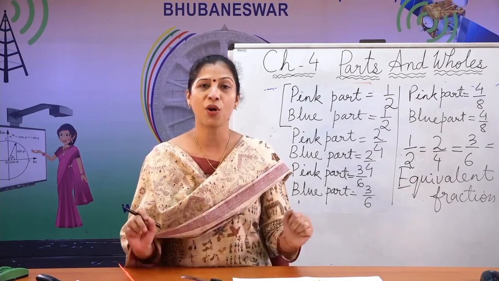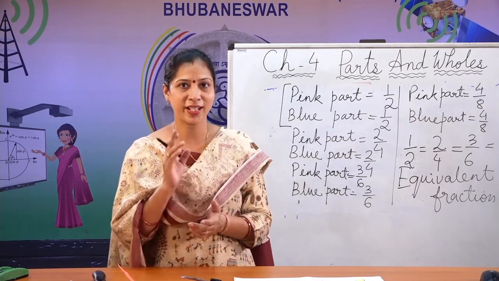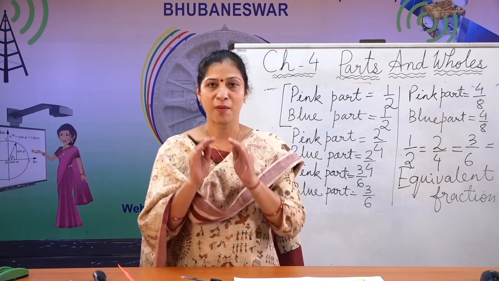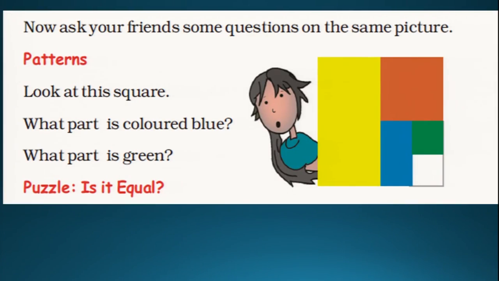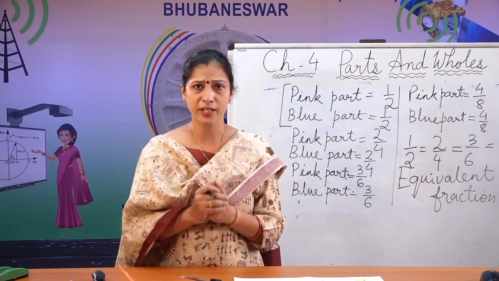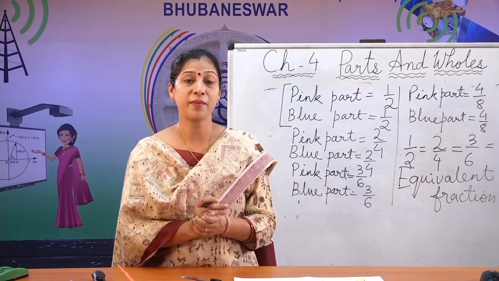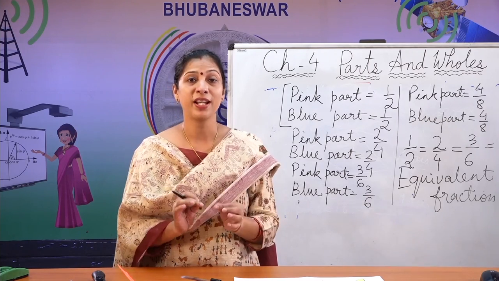Now children, this is a very interesting puzzle for you, a task for you. You can color a piece of square paper like this and show it to your friends and ask questions from this puzzle. You can ask them which part is colored blue, which part is colored green, are they equal, are the part colored in yellow and the part colored in orange equal, or if the part colored in blue is more than the part colored in orange. Just by calculation you can find out the answer and make different questions and give it to your friends.